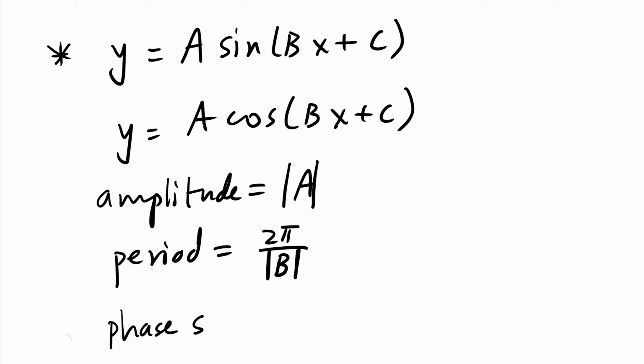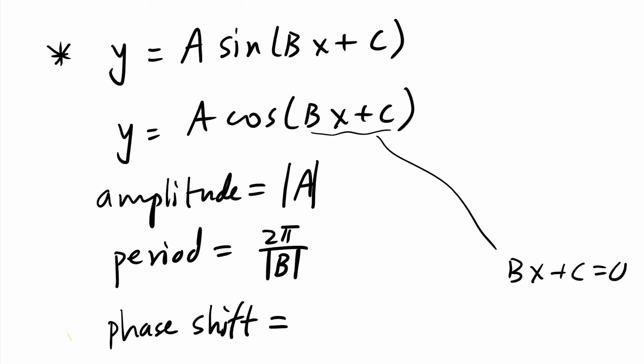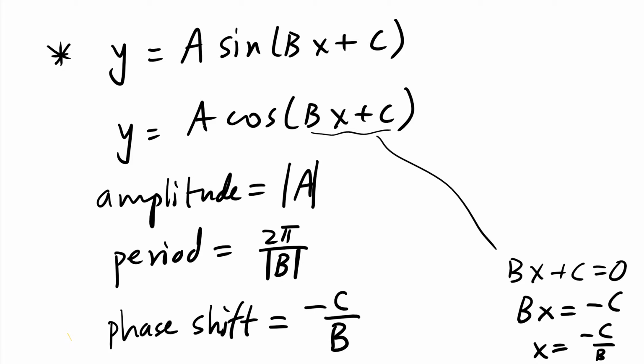Phase shift, how do you find it? Always take the quantity inside the parentheses and set it equal to 0. Then solve for x. So bx is negative c, x is negative c over b. So negative c over b, that's the phase shift.